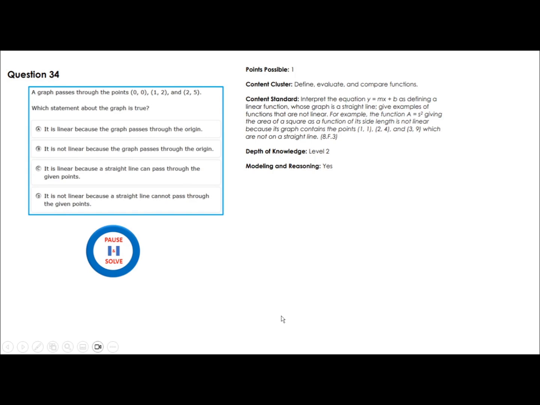A graph passes through the points (0, 0), (1, 2), and (2, 5). Which statement about the graph is true? It's linear because the graph passes through the origin.